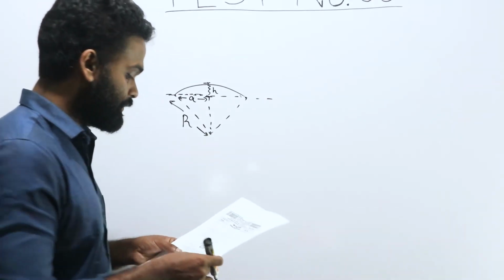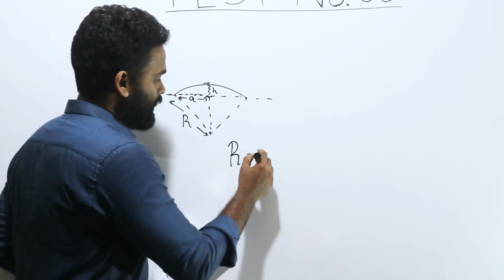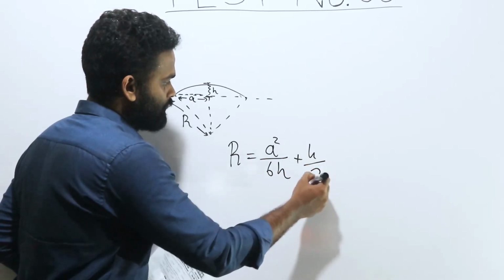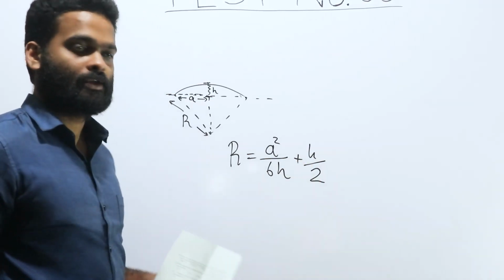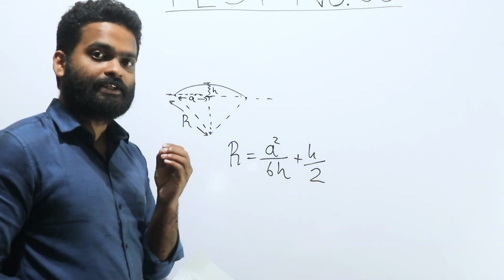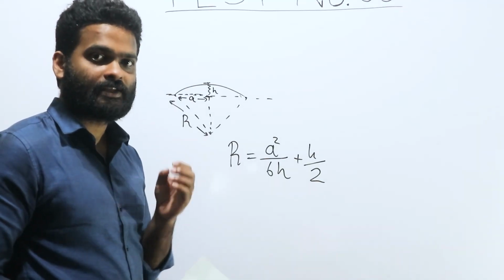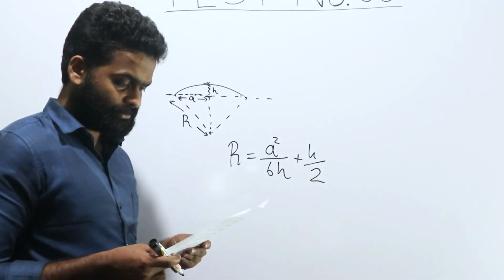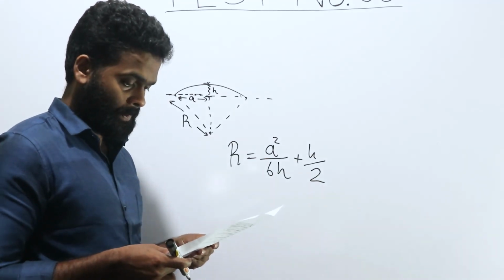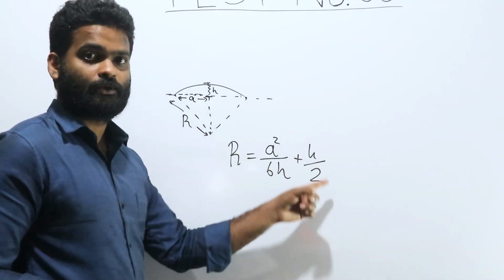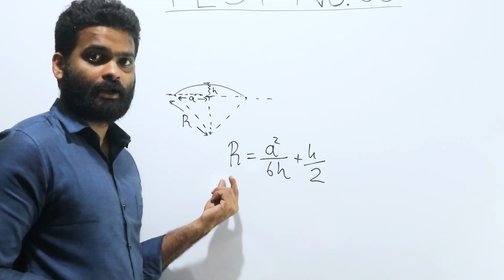So the equation for that, you have to remember: R equals a squared over 6h plus h over 2. If you remember this, simple h should be measured using a spherometer. So the answer for that should be the third one: a squared over 6h plus h over 2 is equal to capital R.